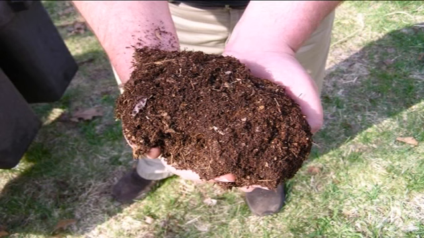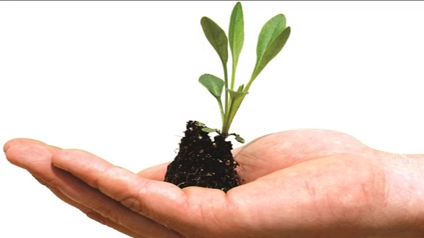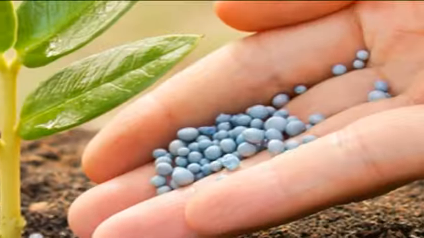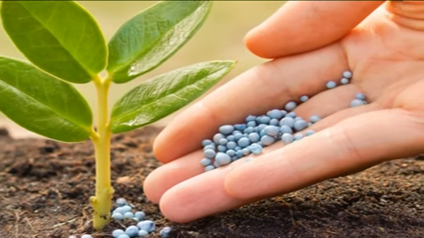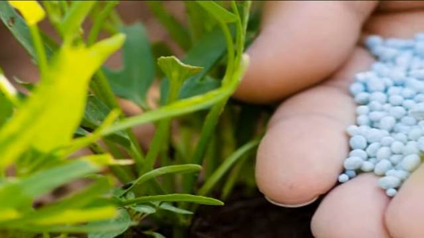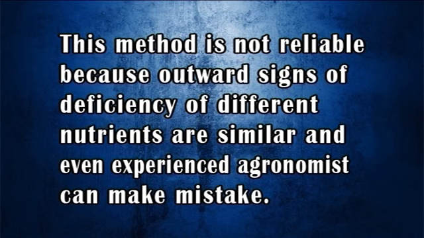the agrochemical market. Balanced nutrition is a base of high yield, but frequently the agronomist identifies a plant's need for some fertilizers using only outward signs by sight. This method is not reliable because outward signs of deficiency of different nutrients are similar and even experienced agronomists can make mistakes. Thus, in this episode, the following aspects are going to be seen.